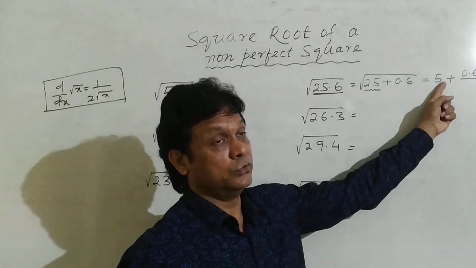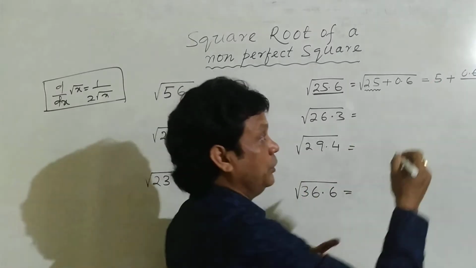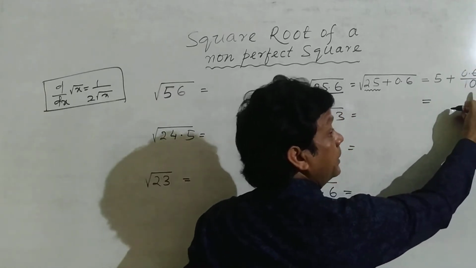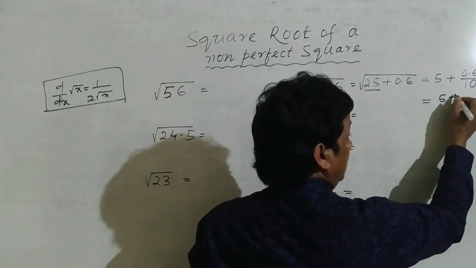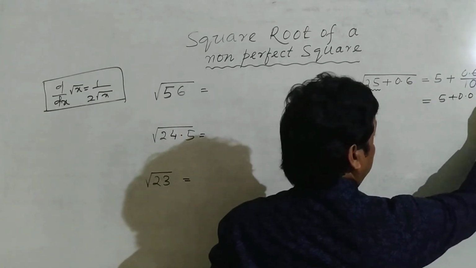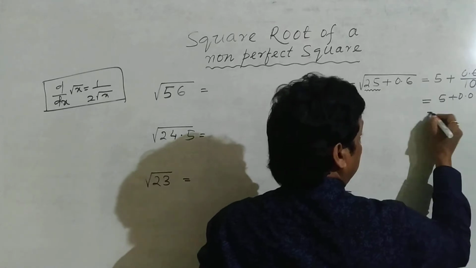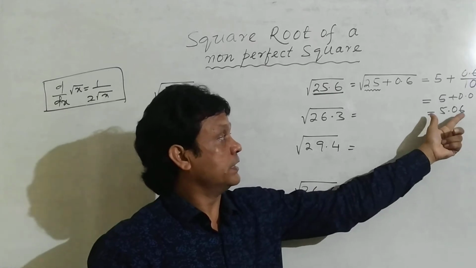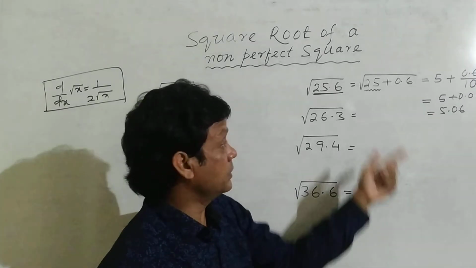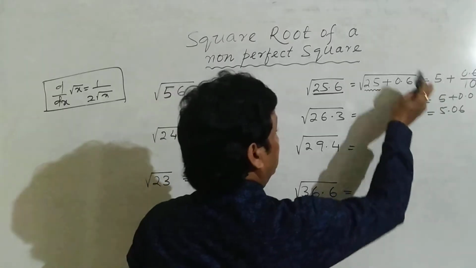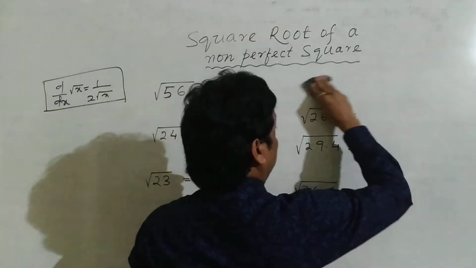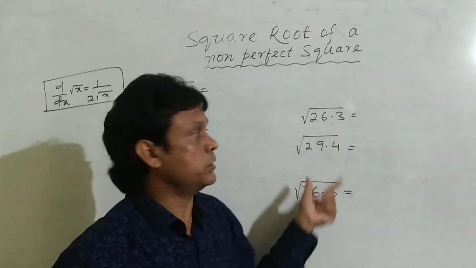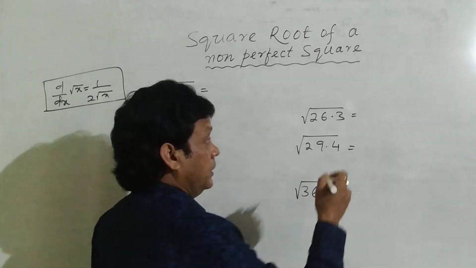So the square root of 25 is 5, and 2 into 5 is 10. It will be 0.6 divided by 10, which is 0.06. So the answer is 5 plus 0.06, which is equal to 5.06. I am telling you this today because many students are unable to solve these problems in physics and chemistry.